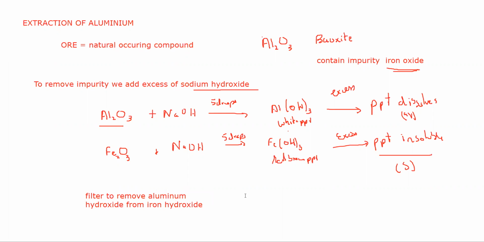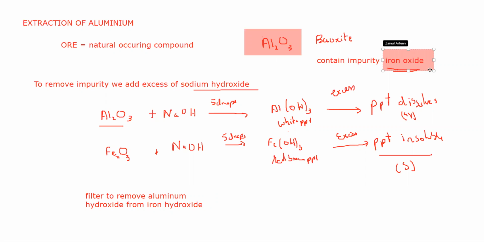So is it clear? The first thing, we'll do filtration, to remove aluminium hydroxide from iron hydroxide. So first, what we have is aluminium. Aluminium exists in nature as aluminium oxide, but it also contains an impurity, which is iron oxide. And this is called bauxite, meaning aluminium oxide with impurity. So first we have to remove iron oxide from aluminium oxide.